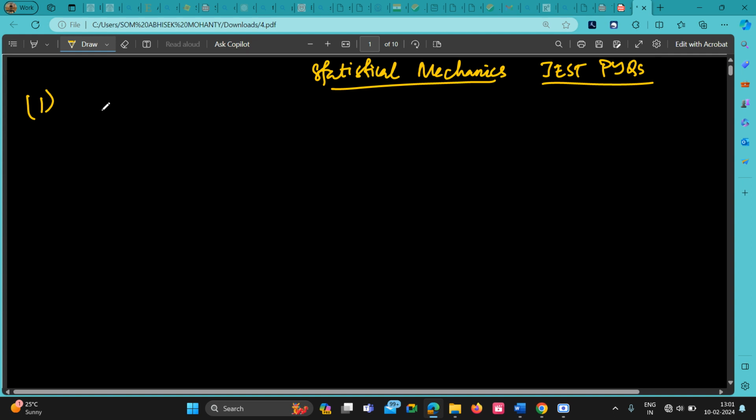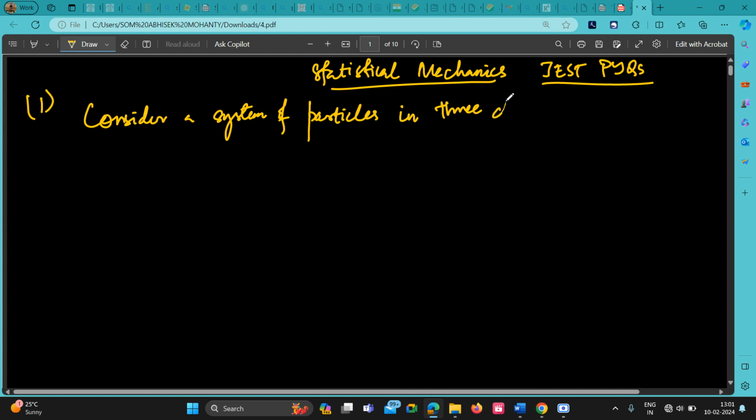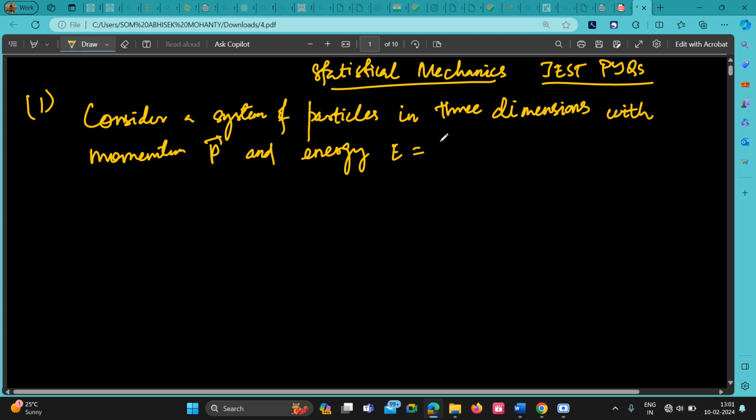Okay, write down. Right, first question. Consider a system of particles in three dimensions with momentum p and energy E is equal to C times the magnitude of p, where C is a constant.